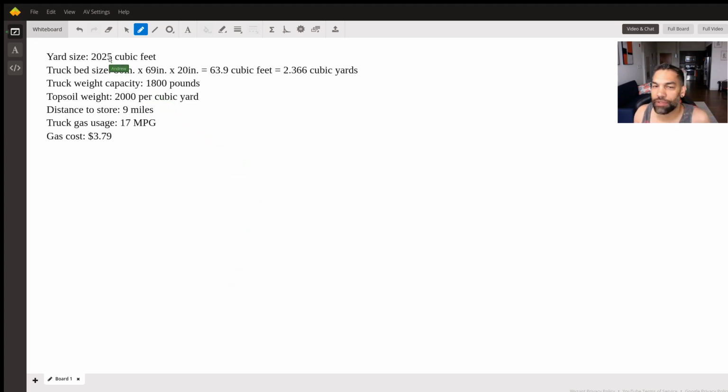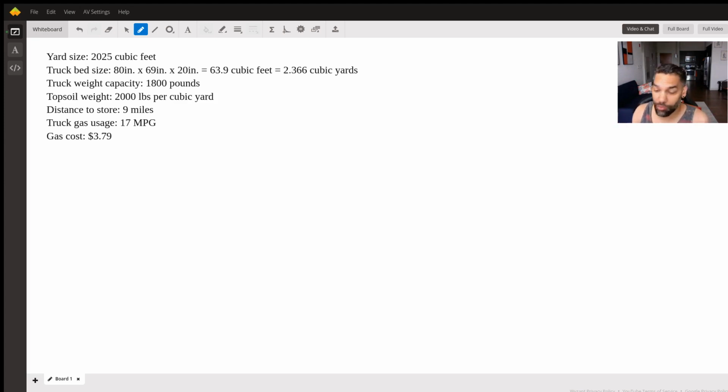The poster gives us some information. The yard size of the neighbor is approximately 2,025 cubic feet. For their own truck, the truck bed size was given in inches, so we can convert that to cubic feet and cubic yards. The truck capacity is 1,800 pounds. The topsoil weight is 2,000 pounds per cubic yard. The distance to the store is 9 miles. The truck gas usage is 17 miles per gallon, and the gas currently is $3.79. There are some assumptions that will need to be made, or some more information that will need to be talked about a little bit later.